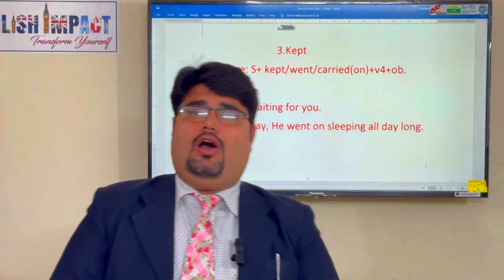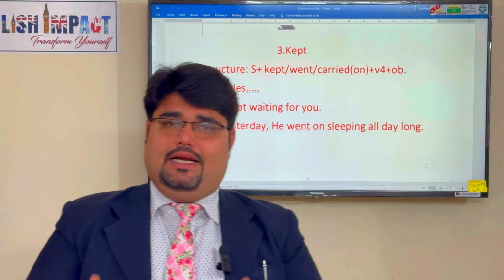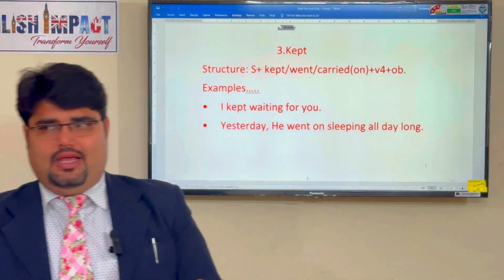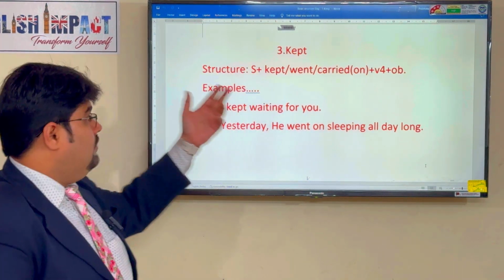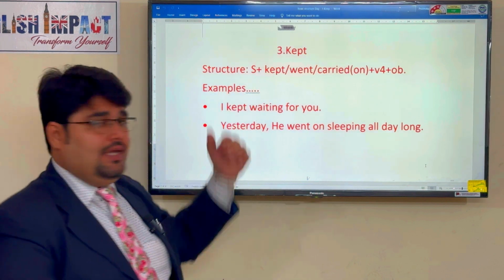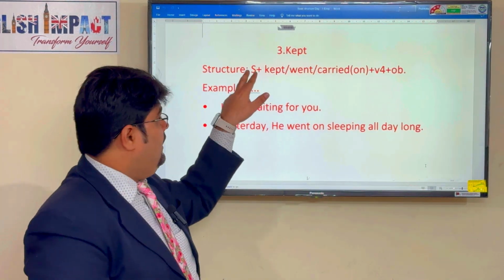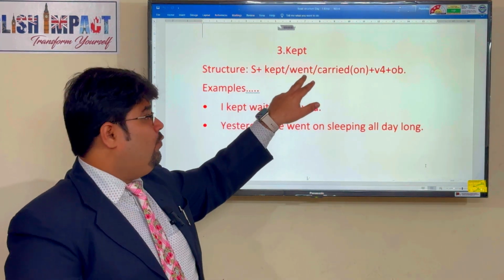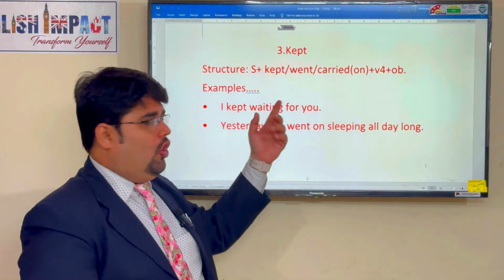So, as of now, we used keep in simple present tense, and the sense was करता रहता हूँ, करता रहता है, करती रहती है. Now the same keep we are using in past tense. So the structure here is subject kept. So kept means second form. Keep, kept, kept. So here we are using second form, past form for the past. Or you can use went, carried. On is again optional.